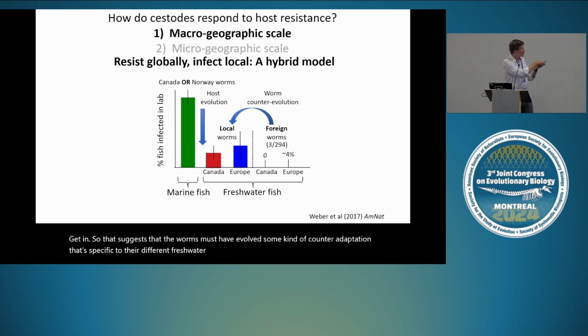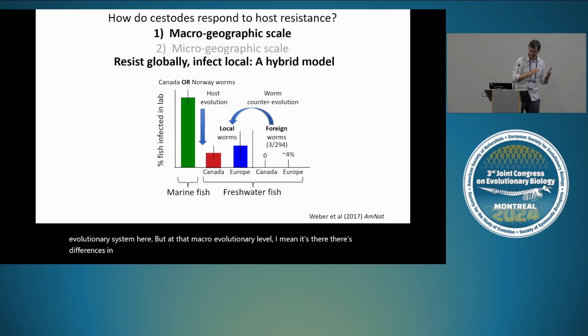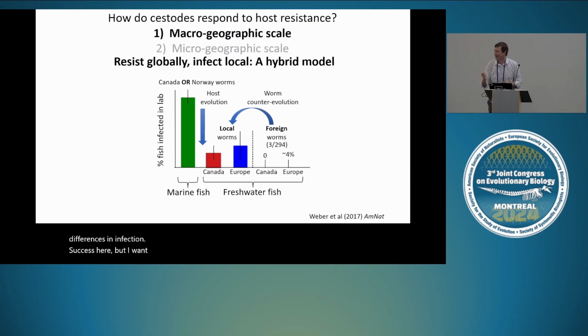So there's independent evolution, like different forms of resistance happening here and different counter-evolution that's going on. So this is what leads us to believe that we do have a pretty cool coevolutionary system here. But at that macroevolutionary level, there are differences in infection success, but I want to get down to particular functional traits.